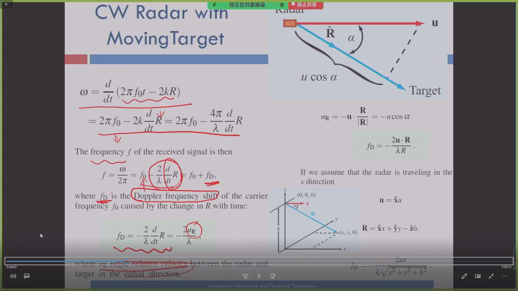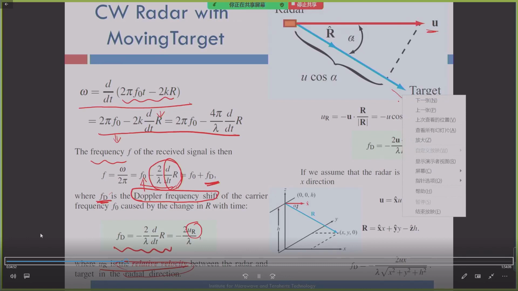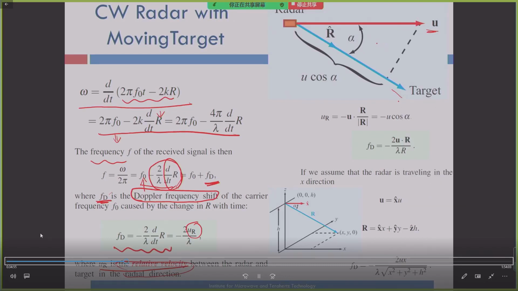However, if our relay system moves along this direction, but the target moves along this direction, both have inverse curve, that means UR, the relative velocity, should be converted to U times cosine, the speed of the relay system times the cosine of the angle between the movement of the target and the relay system. So this way the Doppler frequency shift term becomes like this one.